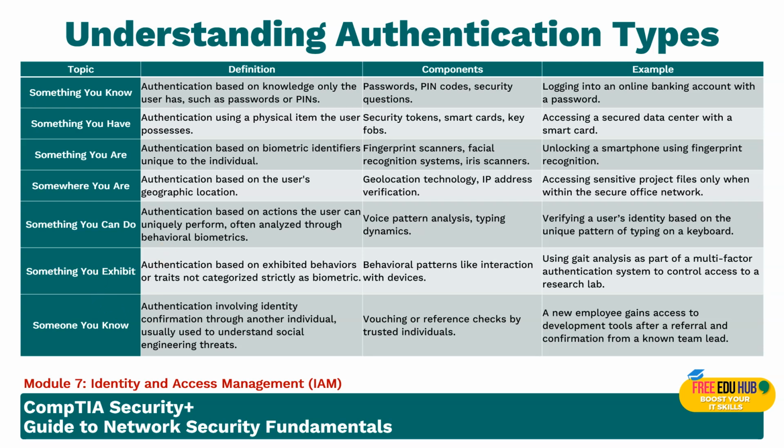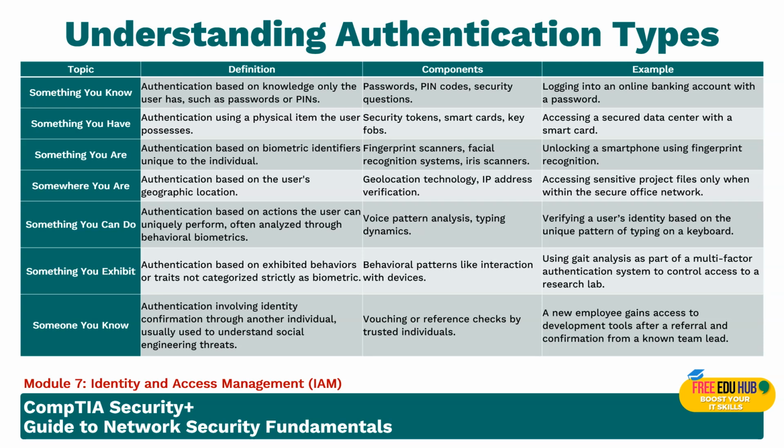Then we have something you exhibit. It's an authentication based on exhibited behaviors or traits, not categorized strictly as biometrics, like behavioral patterns, like interaction with the devices, etc. So using gait analysis as part of multi-factor authentication systems to control the access of a research lab, etc., could be an example of something you exhibit.